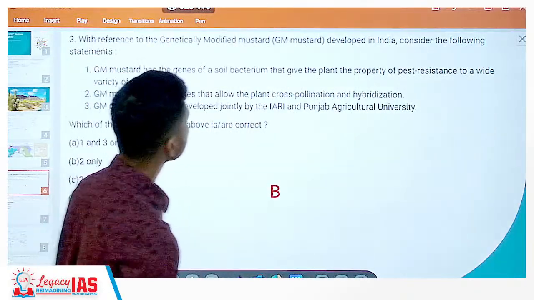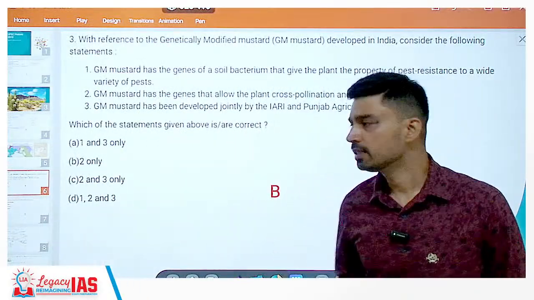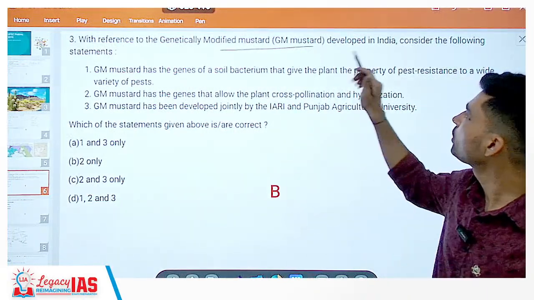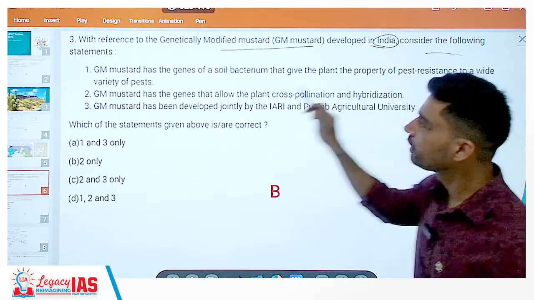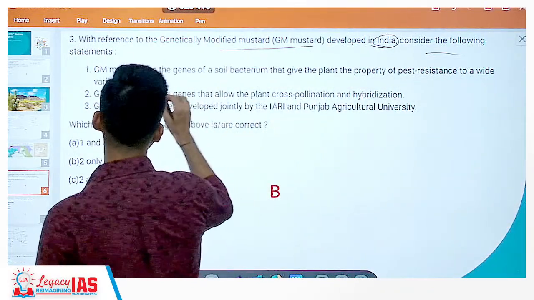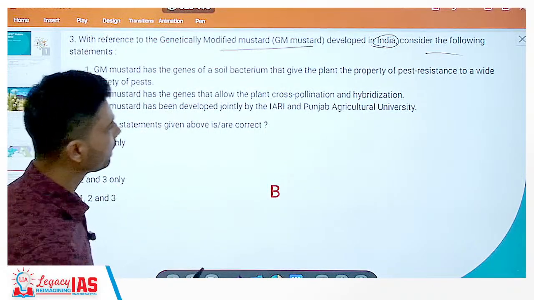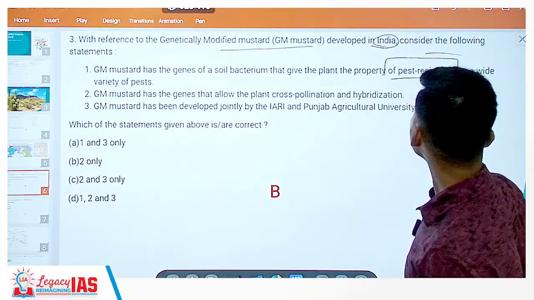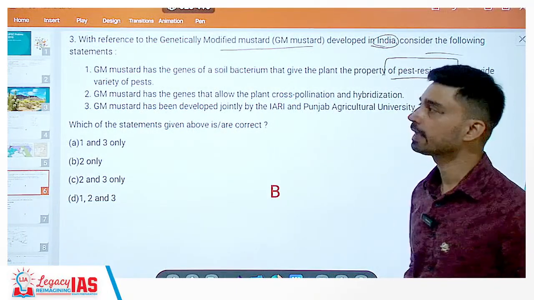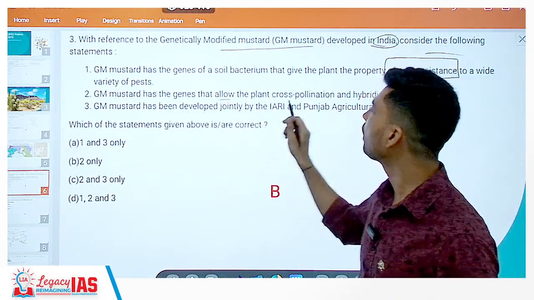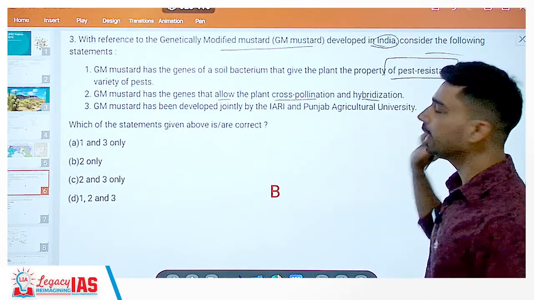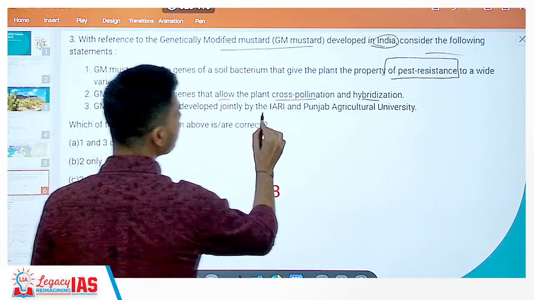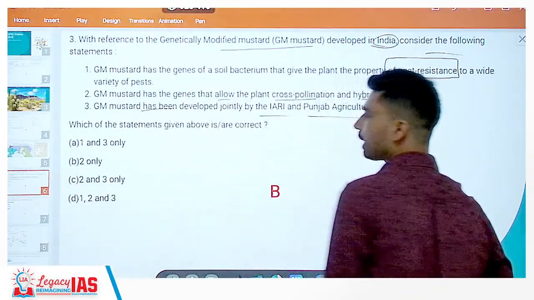The next question is about agriculture, we can say the crop, that is GM mustard. With reference to genetically modified mustard developed in India, consider the following statements. First, GM mustard has genes of a soil bacterium that give the plant the property of pest resistance to a wide variety of pests. Second, GM mustard has genes that allow the plant cross pollination and hybridization. And third, GM mustard has been developed jointly by the IARI and Punjab Agricultural University.